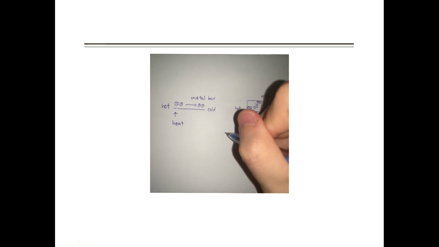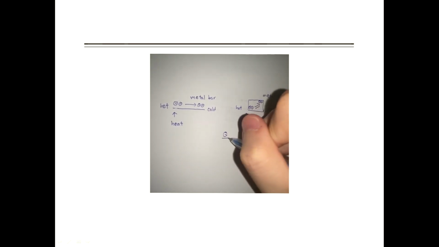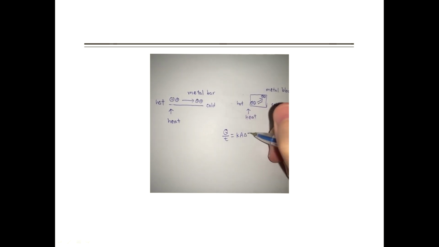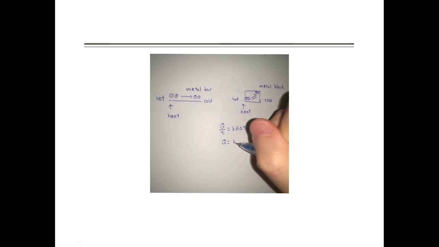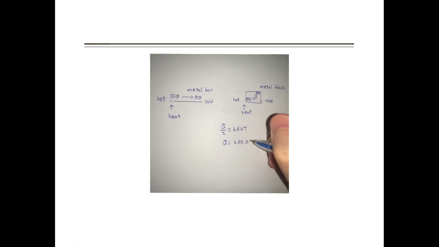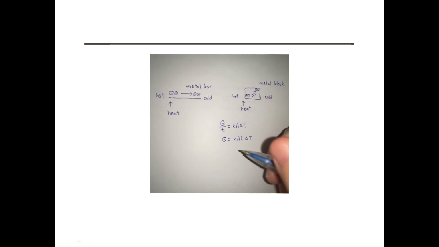Right here, we can look into the heat transfer equation, which is the rate of heat transfer Q over t equal to the thermal conductivity k times surface area A times the difference in temperature, delta T. So we further look into this equation. Q over t equals k A delta T.